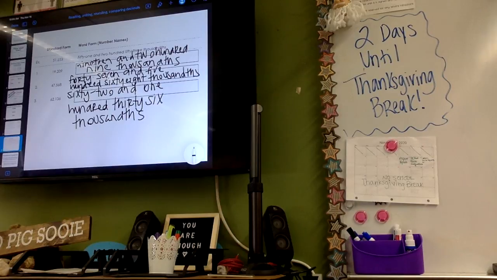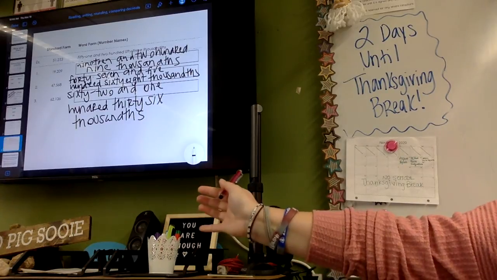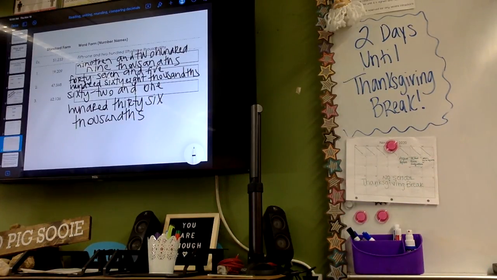Remember when you're writing these out, when you're going from numbers to words, the last thing you write down should be the place value of your last digit. The last thing you write for that should be your place value for your last digit. In this case today, guess what it is? Thousandths. Are we going to go to 10,000? No, we just go to thousandths and that's it.